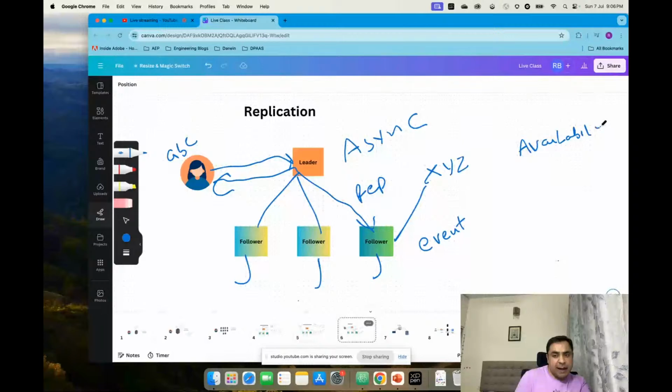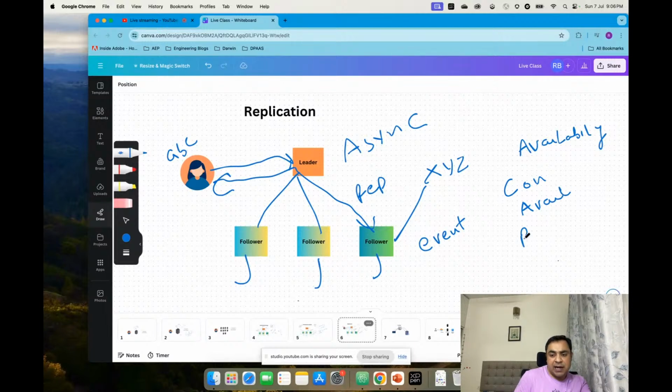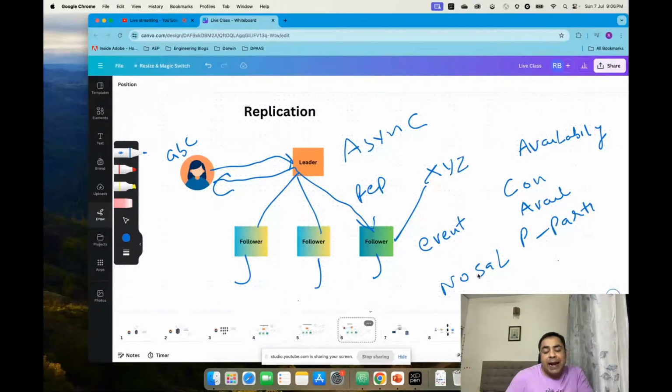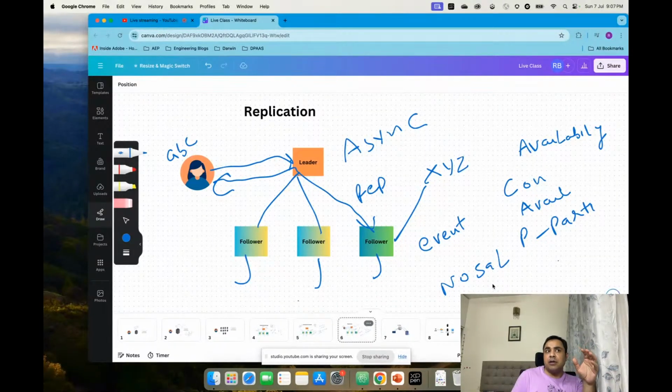So you would have heard about CAP theorem. C stands for consistency, A stands for availability, and P stands for partition tolerance. By the way, CAP theorem is applicable in NoSQL databases. NoSQL itself is a big topic, but at a high level, NoSQL stands for not only SQL. That means your structure is not as rigid as SQL; you don't have structured data. It could have flexible data, something like JSON or key-value pairs.